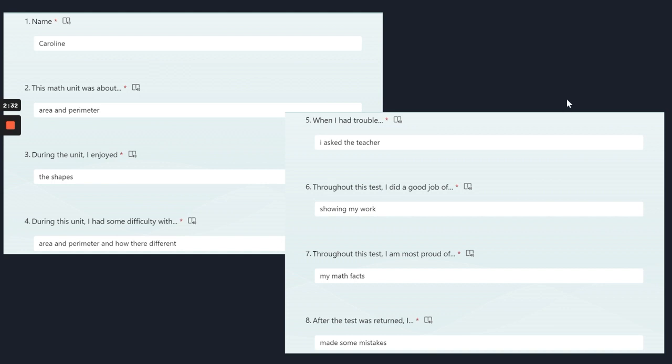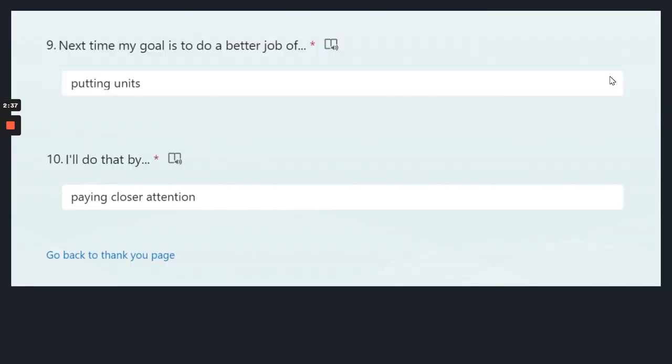After the test was returned, the student noticed that they made some mistakes. And given that they made some mistakes, they decided that next time their goal is to do a better job of putting the units. We do put a huge strain on this in our classroom as you are dealing with measurement, so you do have a unit attached to demonstrate what form of measurement you are using, so it is important to put the units on there. And the student stated that they were going to perform better in the future by paying closer attention if the units were to appear again.